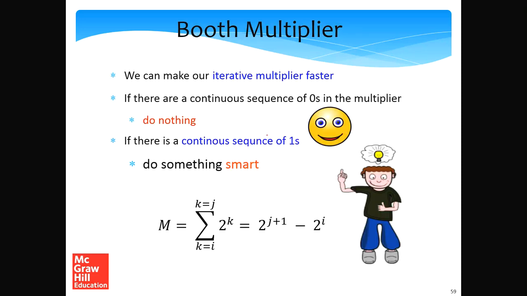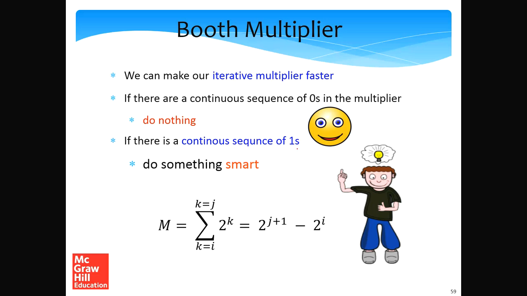Given the fact that we have seen this iterative multiplier, can we make it a little bit faster? Maybe if not asymptotically faster, at least faster in practice. It turns out that we can make our iterative multiplier faster. If there is a continuous sequence of zeros in the multiplier, we do nothing, which is very good for us. So there is no addition or multiplication involved.